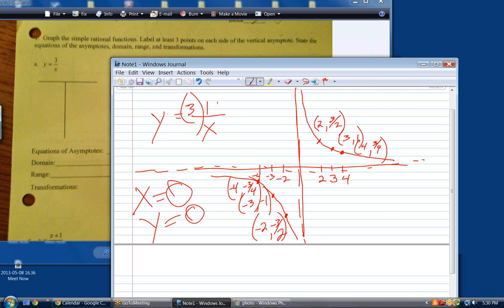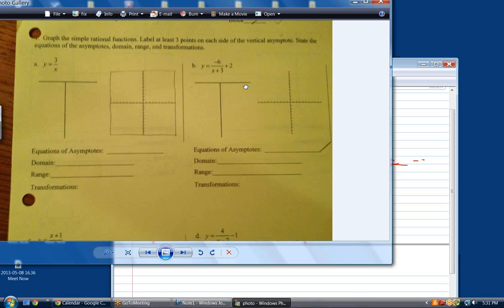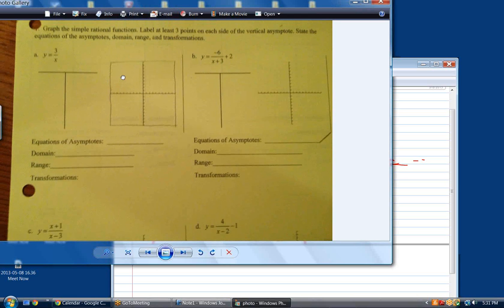There's no value of x that you can come up with that makes y 0. So what's the transformation from the parent function? A vertical stretch of 3. Yeah. Okay. Let's look at B.